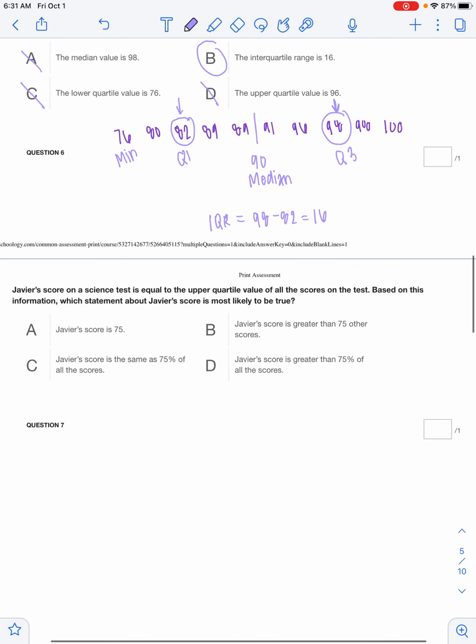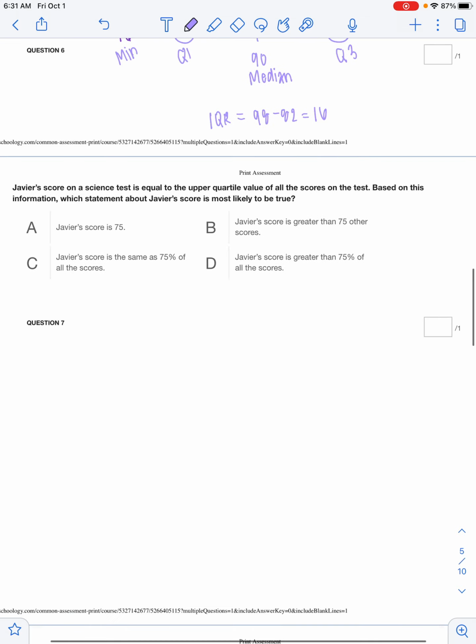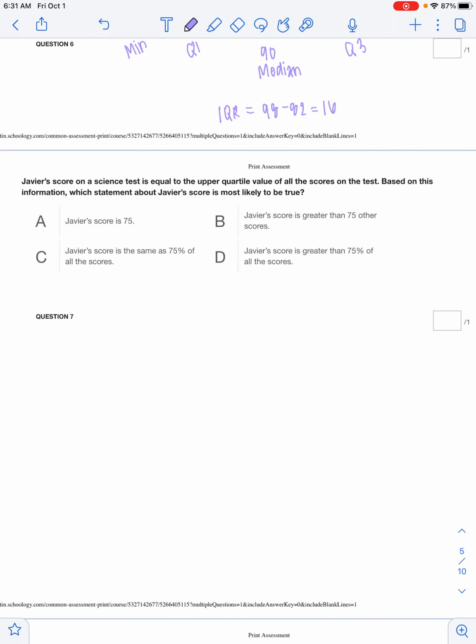All right, Javier's score on a science test is equal to the upper quartile of all the scores in the test. Based on this information, which statement about Javier's score is most likely to be true? Well, let's just think about what we know about the 5-number summary, just generally, right? We know that the median is the number that's in the middle. We've got Q1, we've got Q3, and we've got a minimum and a maximum.